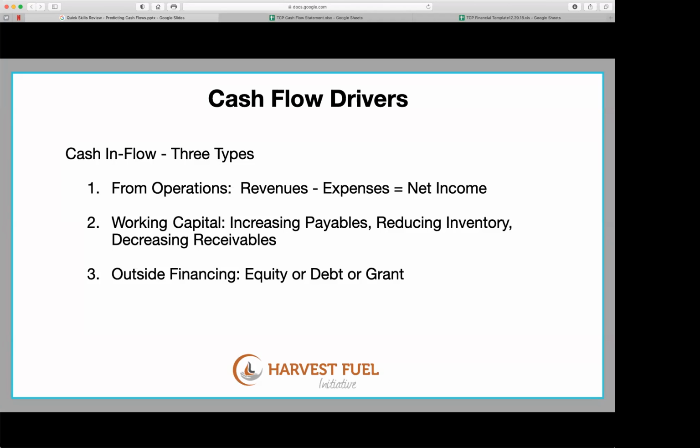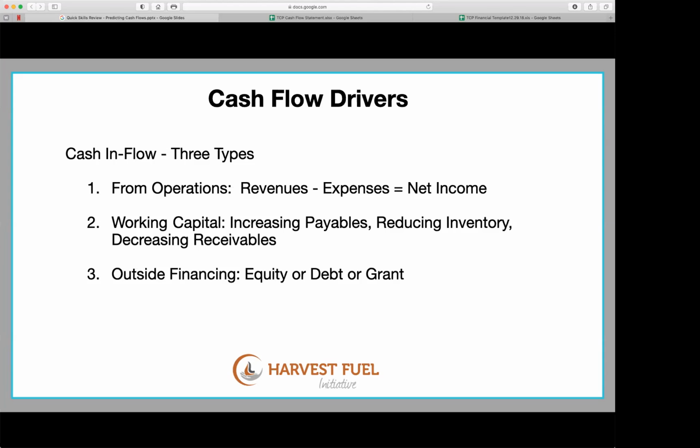So I have my inventory, I have 150 bags and I decide to sell them all. Then I get all that cash in, I've converted my inventory into cash. And decreasing receivables. Maybe I decide I'm not giving anyone terms anymore. I can't work it out with the funding. I need the money up front. So I decrease my receivables. Those things cause cash inflows.